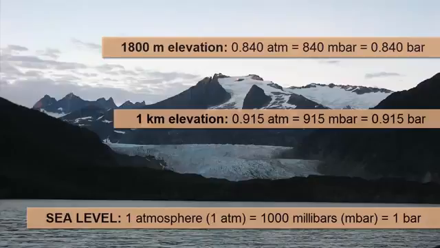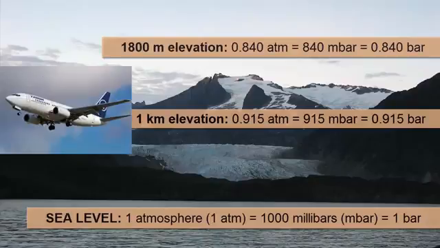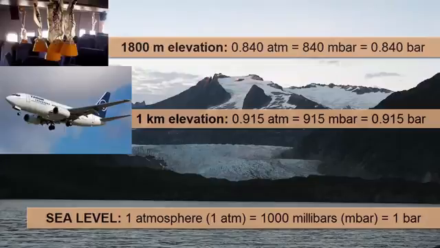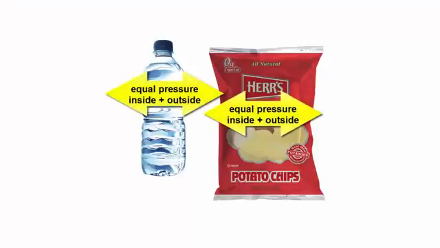We might not be able to feel this change in pressure, but our bodies do respond to it. Fewer molecules of gas around us means less oxygen to breathe, so we have to pressurize the inside of airplanes and carry extra oxygen in case the fuselage is punctured. Potato chips and water are bagged and bottled at the same pressure as the air around them.